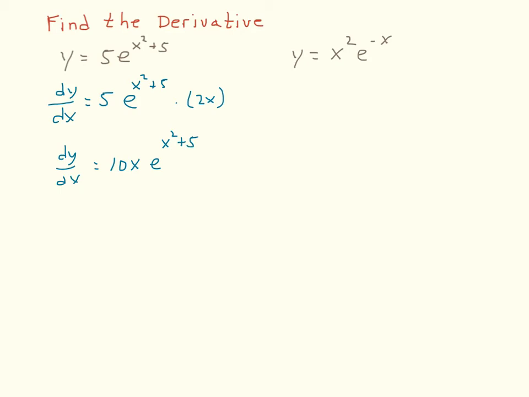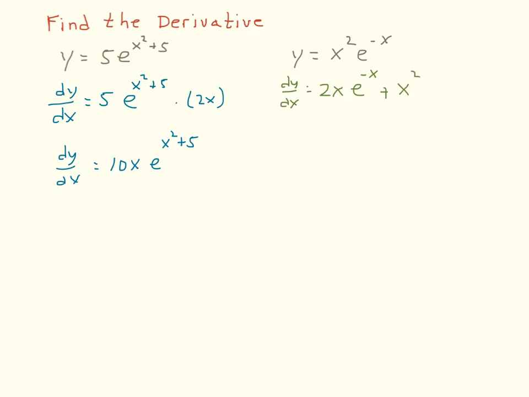When I take a look at the second problem here, y equals x squared e to the negative x. All right, in this case right here, you have a couple things you have to be aware of. You've got to be aware of the fact that you do have a product. So the product rule comes into play on this one. So I know that when I take the derivative, dy dx is going to be the derivative of the first. Well, the derivative of x squared we know is 2x times the second, which is e to the negative x, plus the first x squared times the derivative of the second.